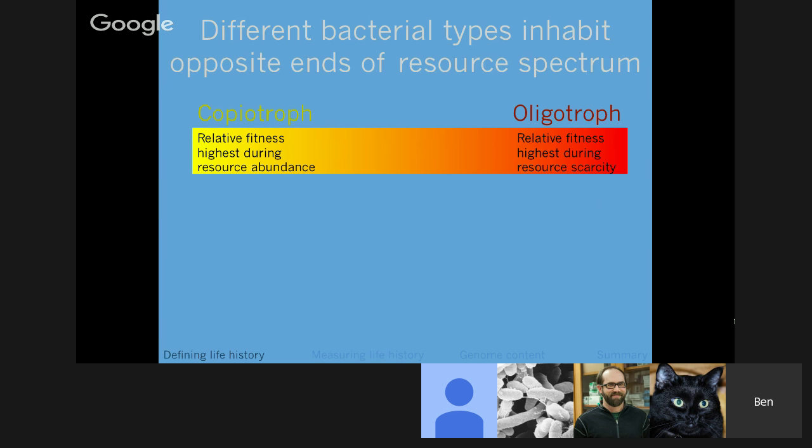So what this boils down to is, rather than simply being a description of growth conditions, I put forward that copiotrophy and oligotrophy really describe the relative fitness of these organisms, and that copiotrophs have higher relative fitness during resource abundance, and oligotrophs tend to have higher relative fitness during resource scarcity. Furthermore, I suggest that copiotrophs achieve this higher relative fitness during resource abundance because of their rapid growth tactics, while oligotrophs tend to have a higher fitness during resource scarcity because of their inherent capacity for efficient growth.